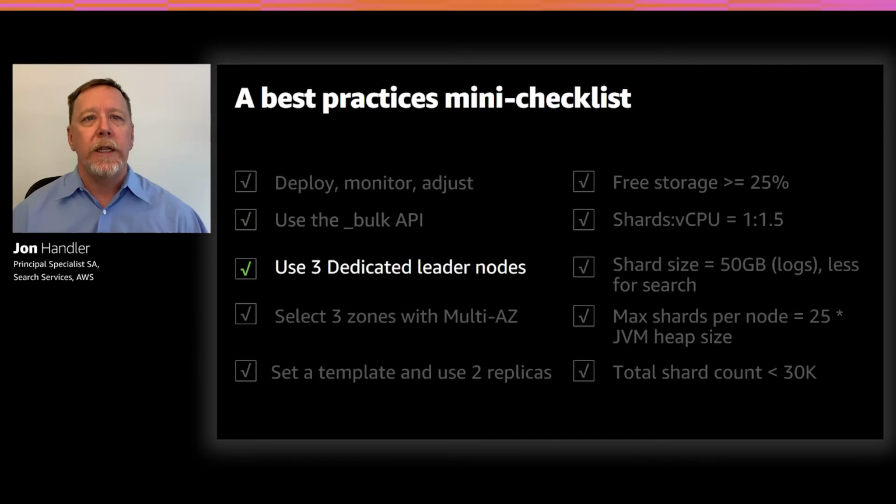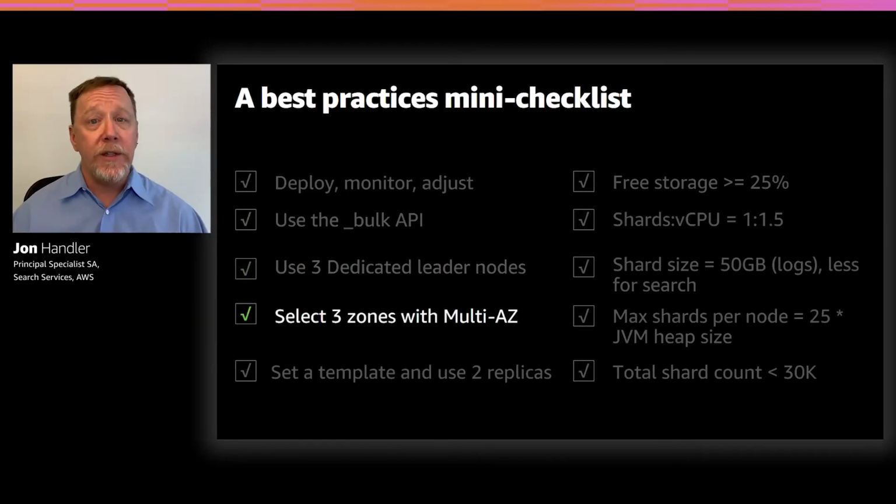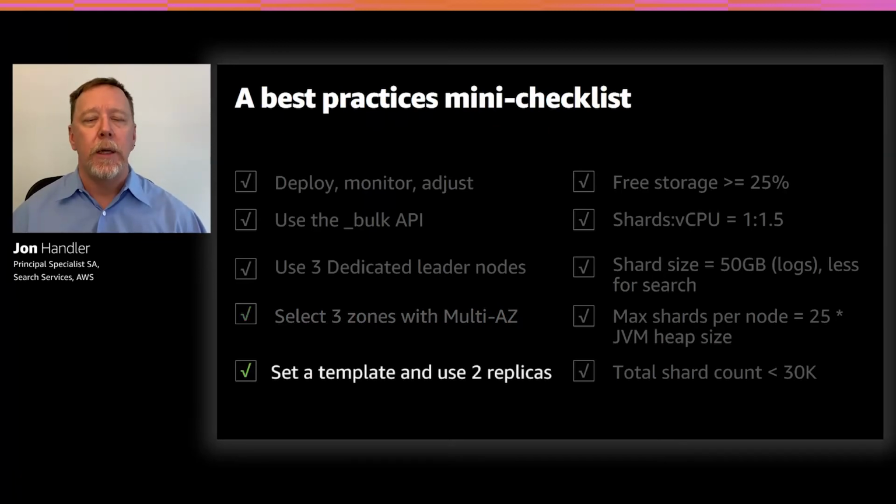Always use 3 dedicated leader nodes. We talked about how dedicated leader nodes give you additional stability. Important that you use them. Select 3 zones when you use multi-AZ. Even if you only have 1 primary and 1 replica, we still split data, and it still gives you the best coverage in terms of zone availability.